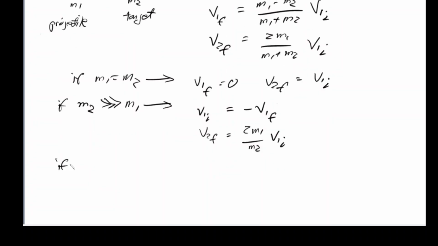And what if mass 1 is much greater than mass 2? Well, in this case, the final velocity of 1 is approximately equal to its initial velocity, and the final velocity of mass 2 is approximately equal to 2 times V1's initial velocity.